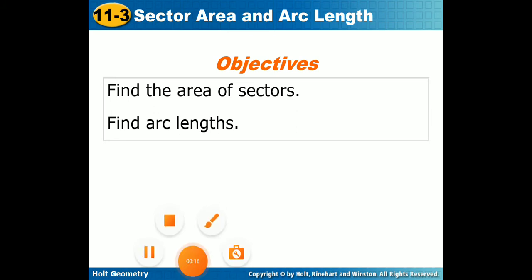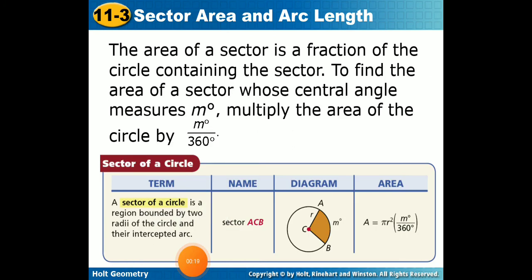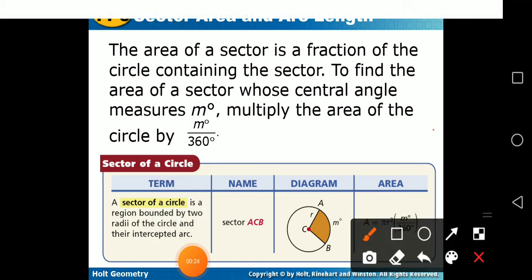So let's start. Okay guys, I have here a new thing which is very easy indeed. I'm talking about the area of a sector. The area of a sector is just a fraction of the circle, part of the circle containing this sector. Very easy. To find the area of the sector whose central angle measures m, multiply the area of the circle by the measure of this angle over 360.